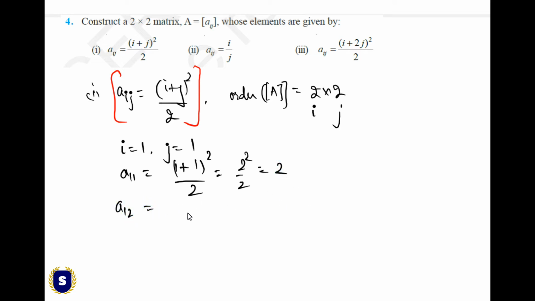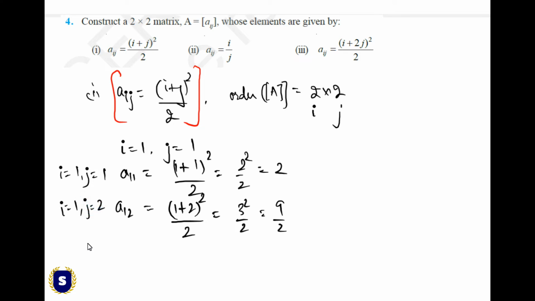A12 will become (1 plus 2) whole square upon 2, which is equal to 3 square by 2, that is 9 by 2. Okay. This is i equal to 1, j equal to 1. This is i equal to 1, j equal to 2. Then the maximum value of j can be 2 only.